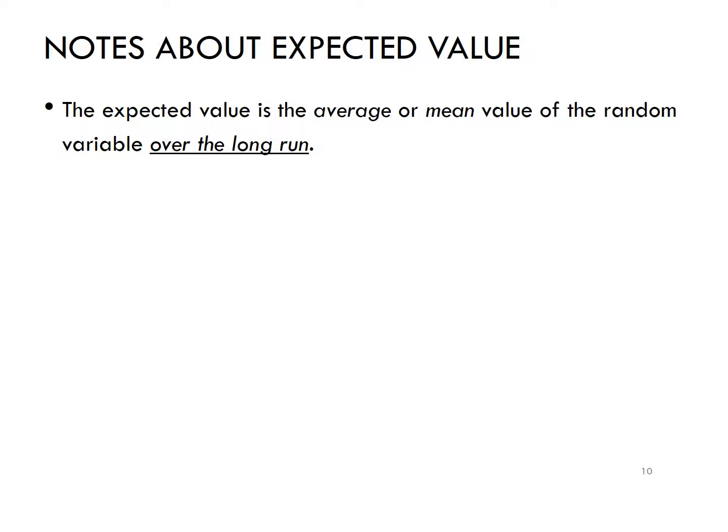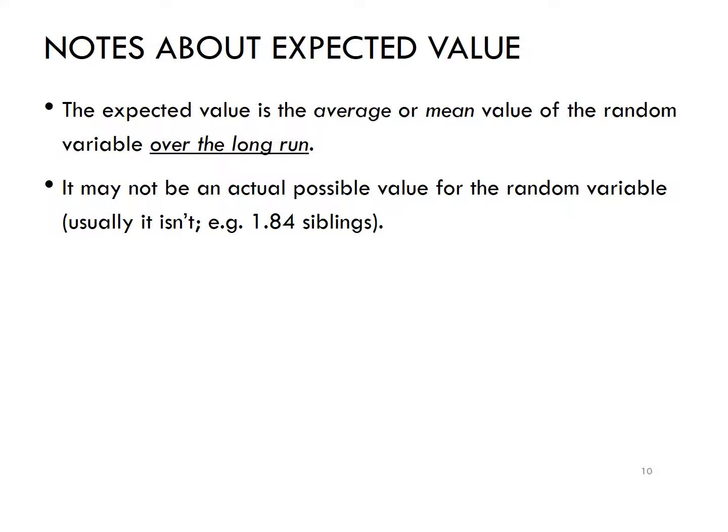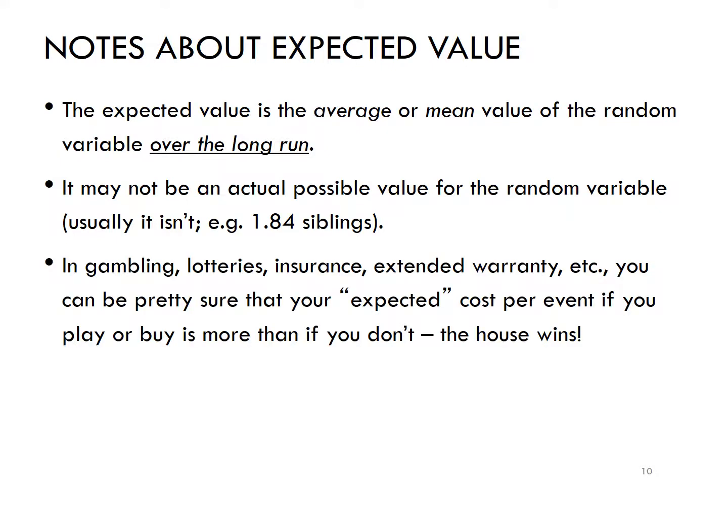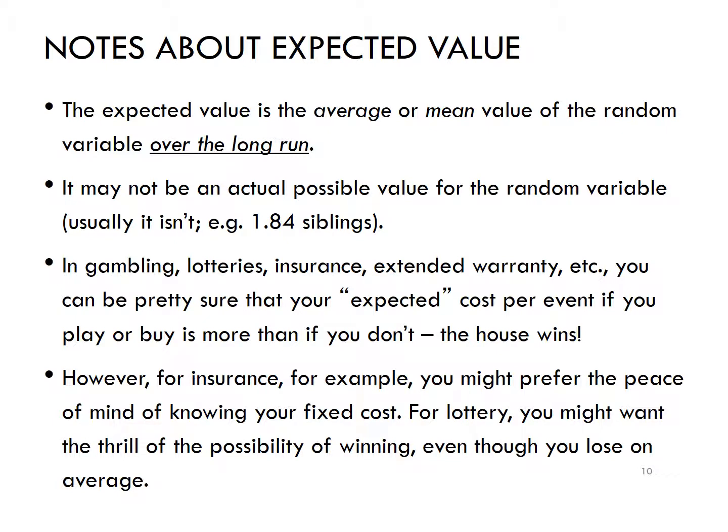Some final notes about expected value. The expected value is the average or mean value of a random variable over the long run or over many, many trials. It may or may not be an actual possible value of the random variable. In fact, usually it isn't, like 1.84 siblings. In gambling, lotteries, insurance, extended warranty, etc., you can be pretty sure that your expected cost per event, if you play or buy, is more than if you don't. The house usually wins. However, for insurance, for example, you might prefer the peace of mind of knowing your fixed costs. Or for the lottery, you might want the thrill of the possibility of winning, even though you lose on average.